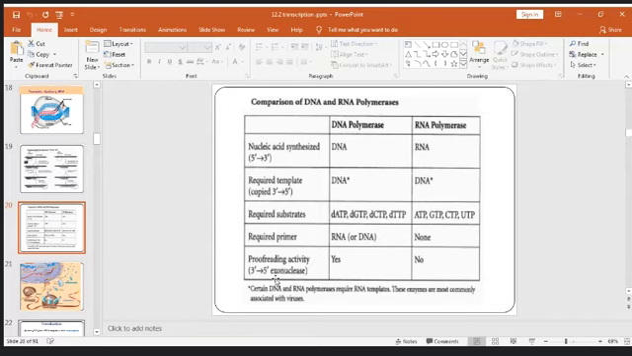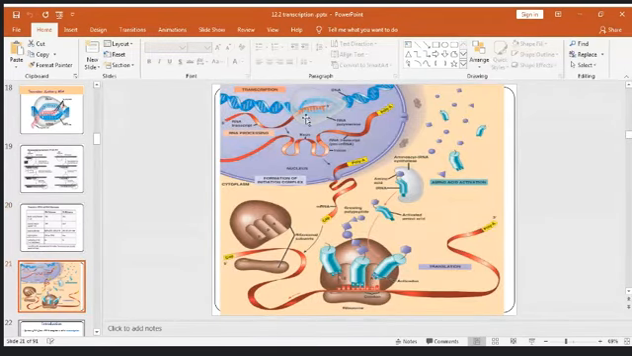Proofreading activity is linked with 3' to 5' exonuclease activity. DNA polymerase, as we said before, can remove an unnecessary mispairing on the parental DNA strand, take out that nucleotide base and replace it, because it has proofreading activity, the 3' to 5' exonuclease activity. Both have copying in the 3' to 5' direction, as we said in the theory. But DNA polymerase has the 3' to 5' exonuclease activity, while RNA polymerase does not. As I told you before, RNA synthesis takes place in the nucleus.